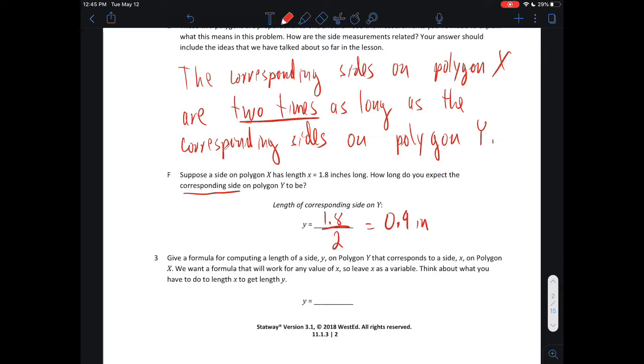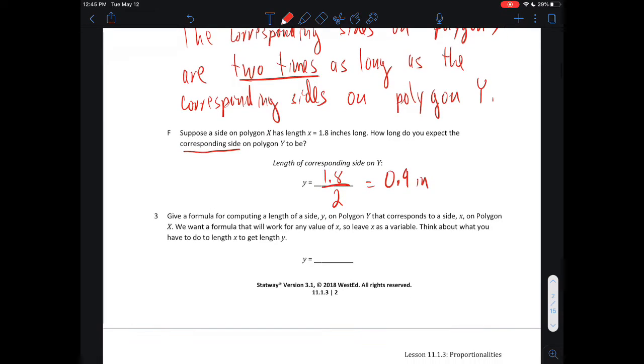So now, number 3. Give a formula for computing a length of a side Y on polygon Y that corresponds to a side X on polygon X. We want a formula that will work for any value of X, so leave X as a variable. Think about what you have to do to length X to get length Y. And I would say just think about what we just did in part F.